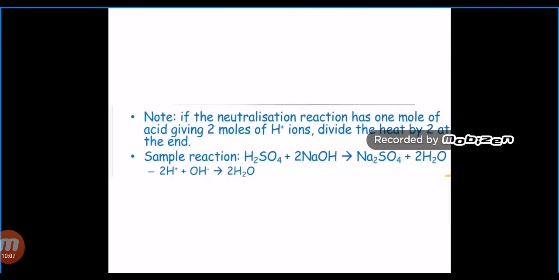So a key thing to note here will be if the neutralization reaction is 1 mole of acid giving 2 moles of H+ ions, you have to divide the heat by 2 at the end. So in a sample reaction here, we've got the sulfuric acid producing 2 moles of water. We can see that there's 2 H+ ions, so that must mean we have to divide our heat by 2 in that situation. So that's just important to be aware of.